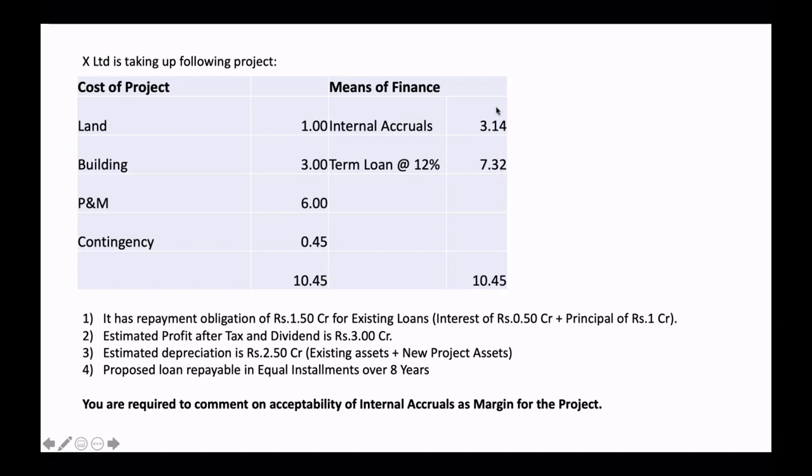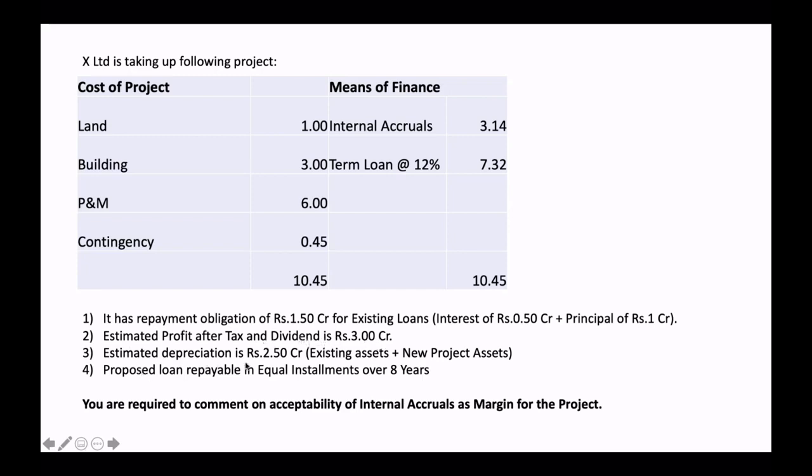And the balance is supposed to come from them as margin, and they say that they are going to meet the margin out of internal accruals. Internal accruals are nothing but the cash profits. Okay, so cash profits 3.14 crore, so that makes 10.45. And you also have additional information that this firm, that is X Limited, is having a repayment obligation of 1.5 crore for existing loans. The breakup is interest of 0.5 crore and principal of 1 crore. And you also have information about their estimated profit after tax and dividend is 3 crore.